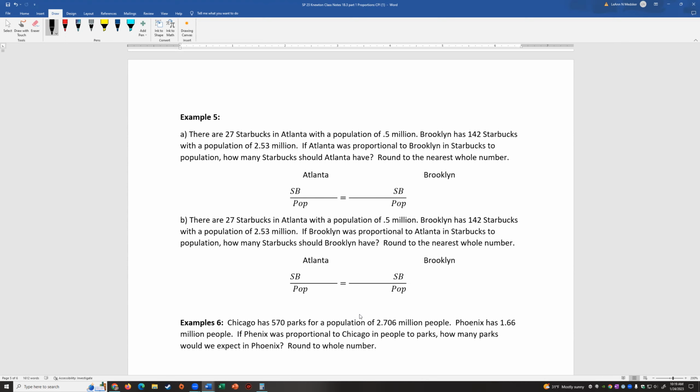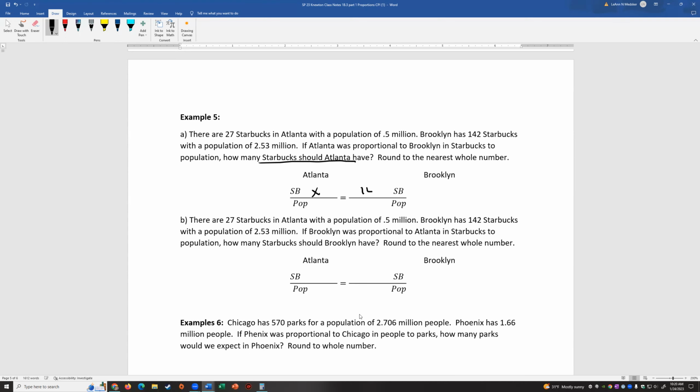Brooklyn has 142 Starbucks with a population of 2.53 million. If Atlanta was proportional to Brooklyn in Starbucks to population, how many Starbucks should Atlanta have? So we're saying we don't know how many Starbucks Atlanta has. Everything else is given in the problem. So we're ignoring this 27 because this is what we actually know about Atlanta. What should Atlanta be if it matches Brooklyn?